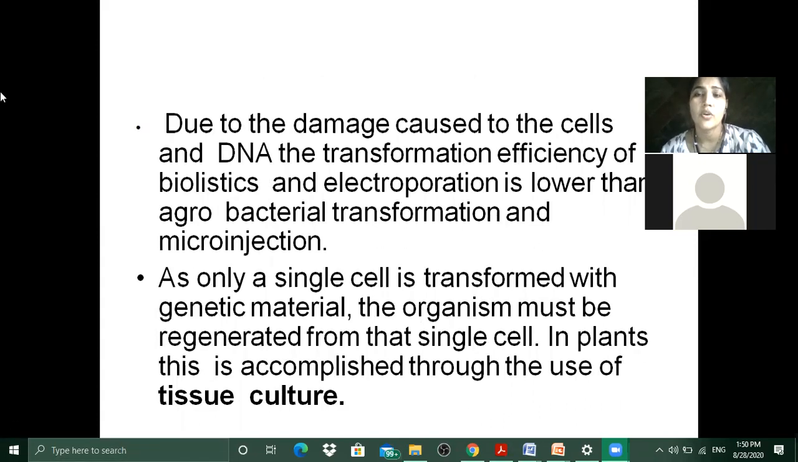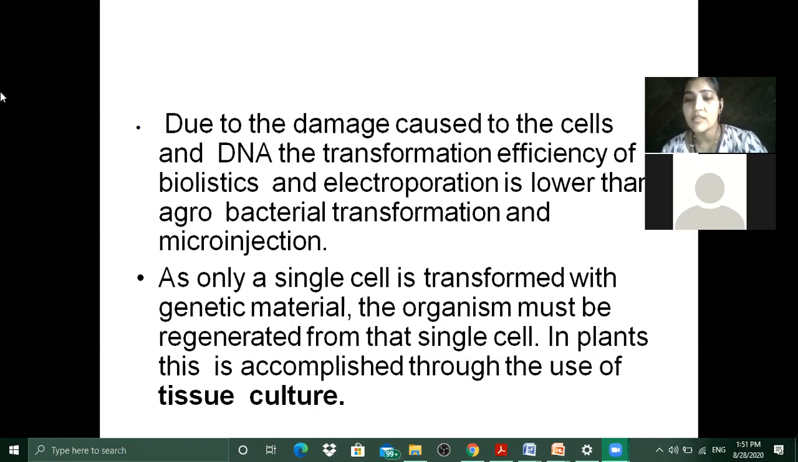Due to damage caused to the cells and the DNA, the transformation efficiency of biolistics and electroporation is lower than that of Agrobacterium transformation and microinjection. This procedure looks a little invasive, so the success rate is not very high compared to bacterial transformation and microinjection. As only a single cell is transformed with the genetic material, the organism must be regenerated from that single cell, and in plants this is accomplished through the use of tissue culture.